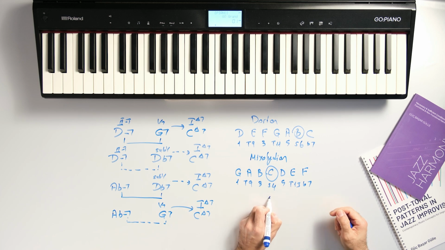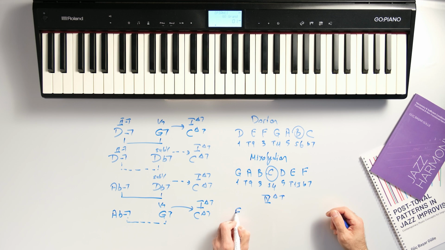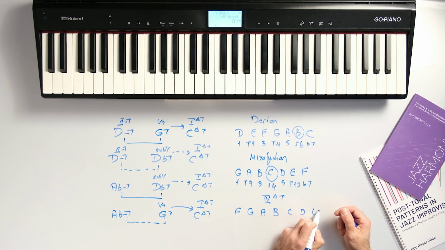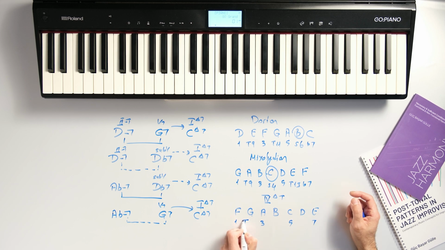When we have the Lydian, that chord scale is directly related with the IV major 7. Let's look at the details. This is our IV major. Let me write IV major 7. And we have F, G, A, B, C, D, and E. And these are our chord tones, 7. And tension tones: tension 9, tension sharp 11, tension 13.